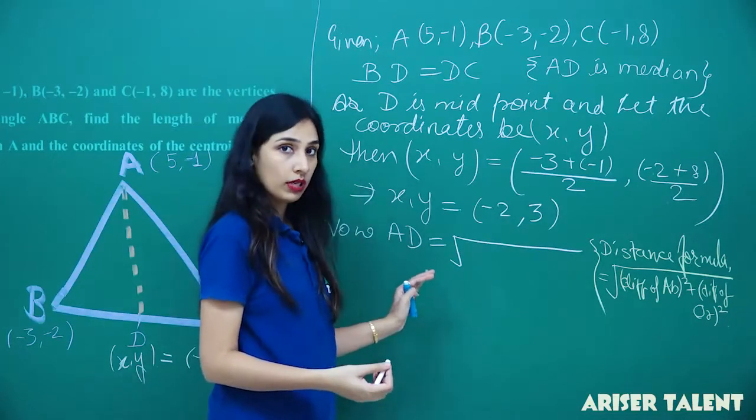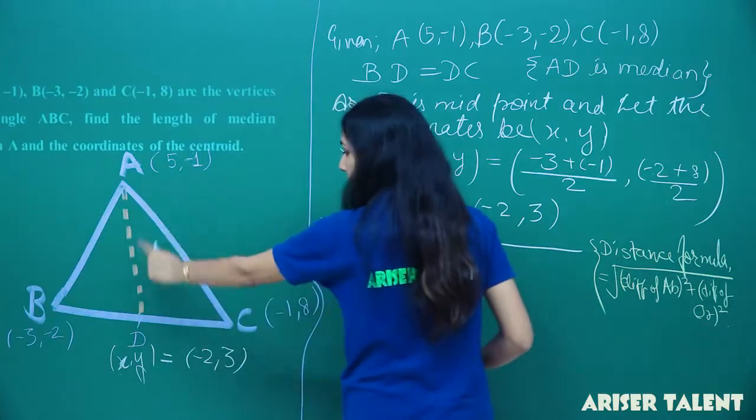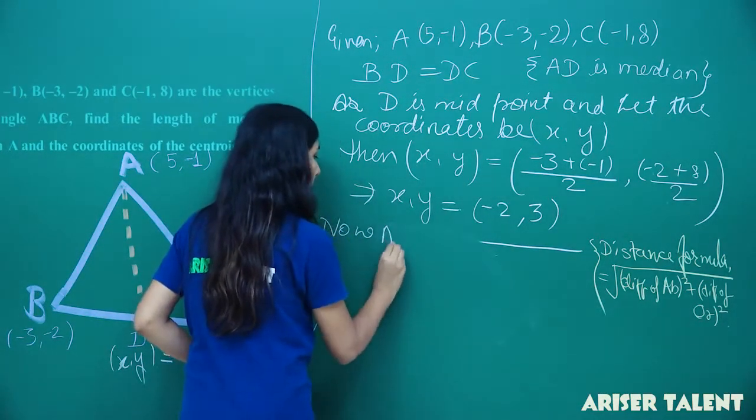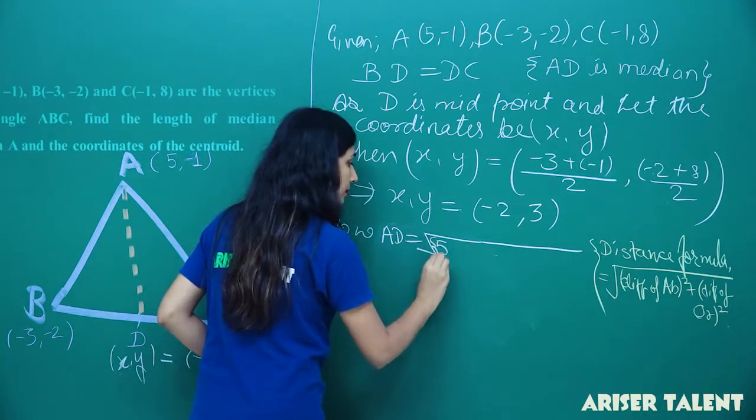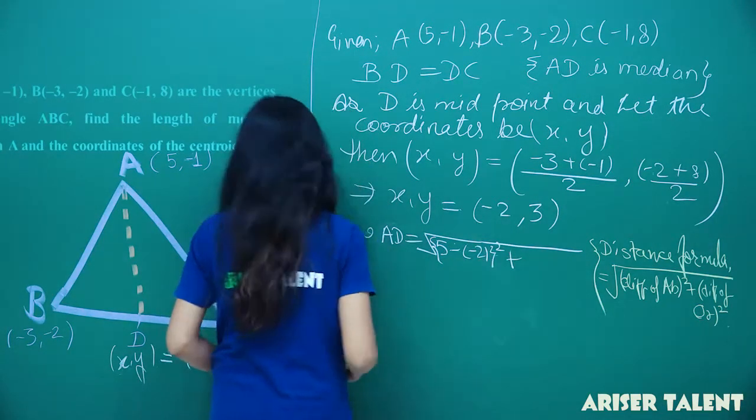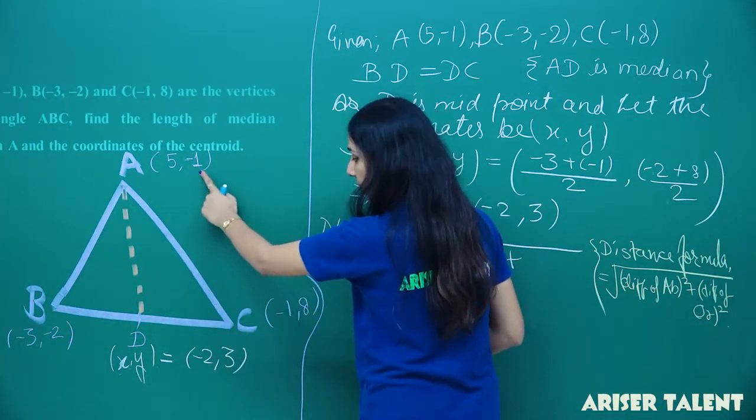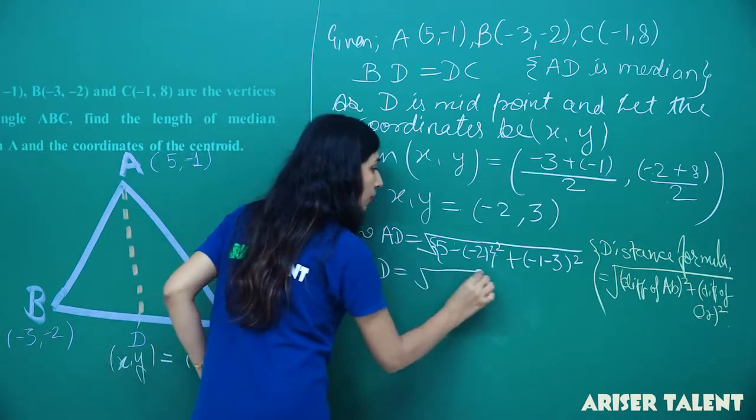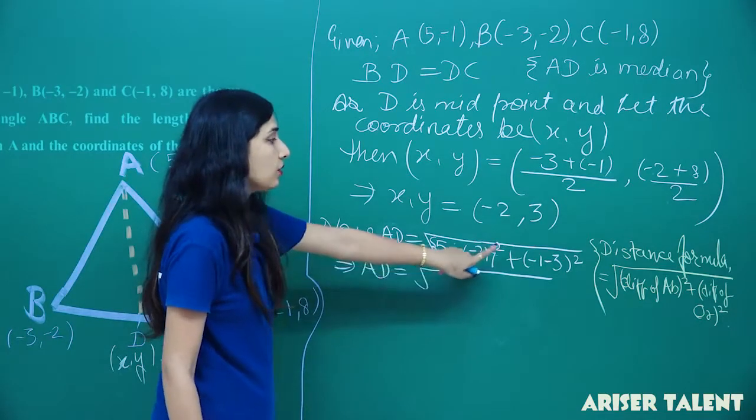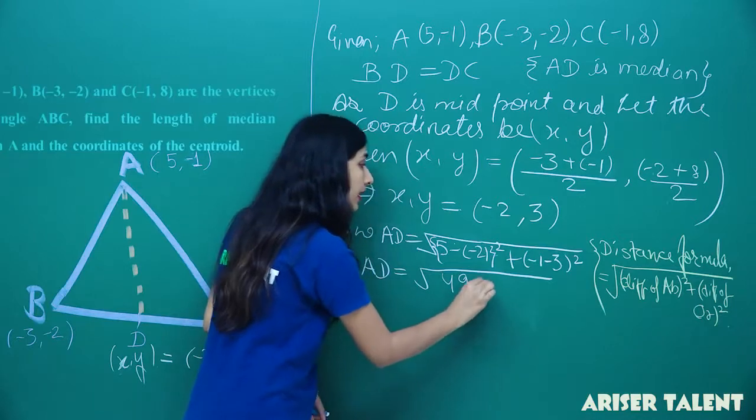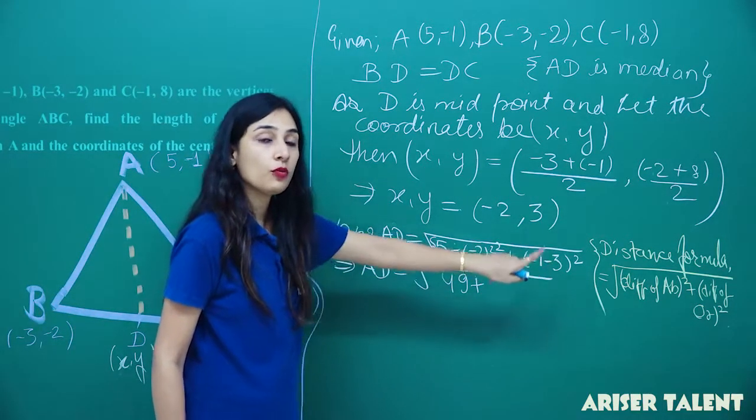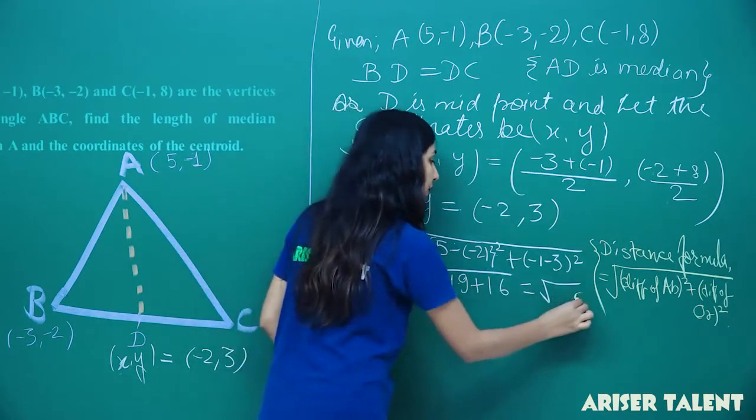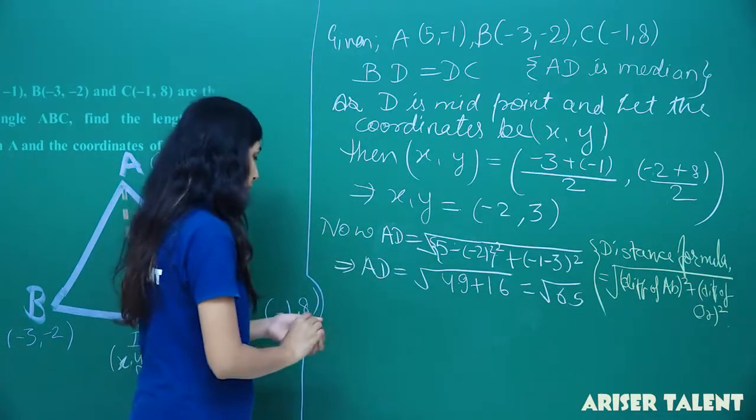So AD will be equal to, now we can directly use that formula, guys, because we have done a number of questions on it. That will be 5 minus minus 2 square plus minus 1 minus 3 square. AD equals root of 5 plus 2, that is 7 square, 49, plus minus 1 minus 3 is minus 4 square, 16. So that will be root of 65.